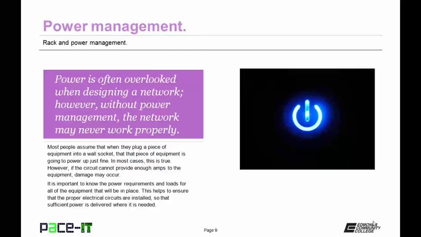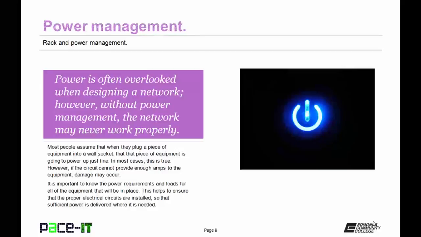Now, power is often overlooked when designing a network. However, without power management, the network may never work properly. Most people assume that when they plug a piece of equipment into a wall socket, that piece of equipment is going to power up just fine. In most cases, they are correct.